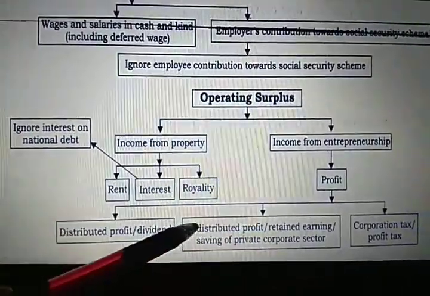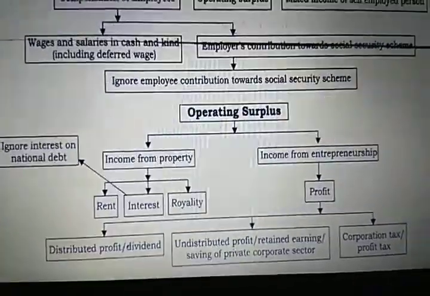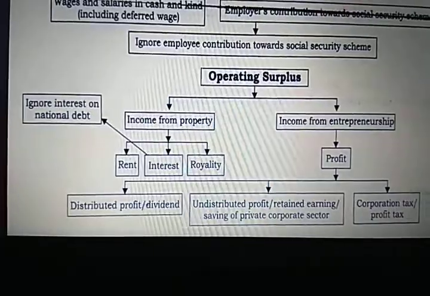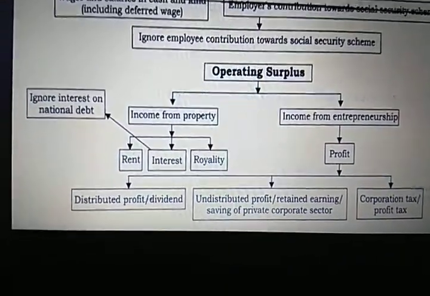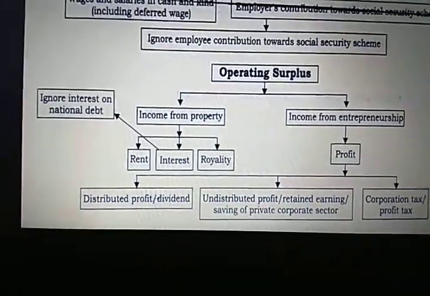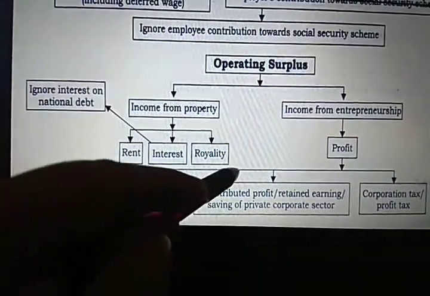Retained earning, or undistributed profit, or savings of private corporate sector, are alternative names. So what is retained earning? When, after distributing the profit to other stakeholders in a firm, a firm retains any amount of profit for further growth and expansion of business, that is known as retained earning.